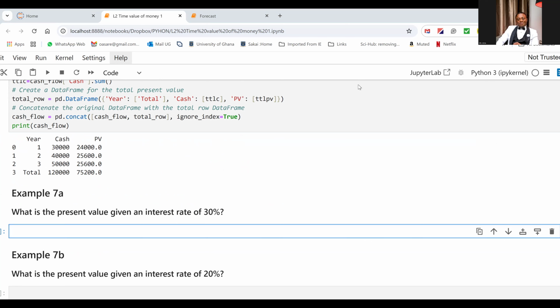Michael, you asked a question, eh? Now you can put your question in the chat for everybody to know. He said, do we have a compound interest savings in Ghana? Yes, we do, Michael.